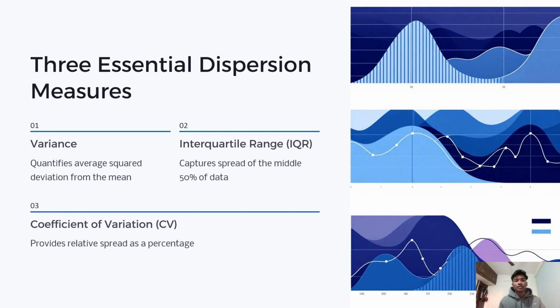Now, there are in total three essential dispersion measures. There are many ways to measure dispersion, but there are three most useful ones for educational analytics. They are number one, variance, then interquartile range, denoted by IQR, and coefficient of variation, denoted by CV. Each one tells a different story about the data, so we'll break them down one by one.